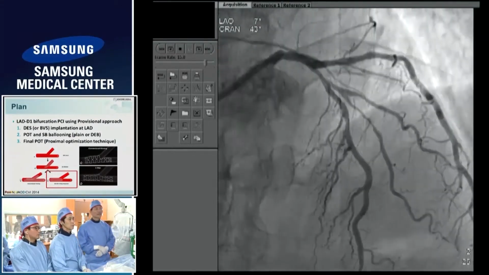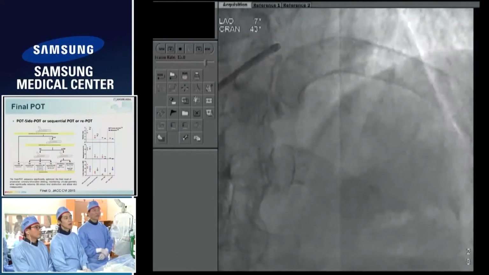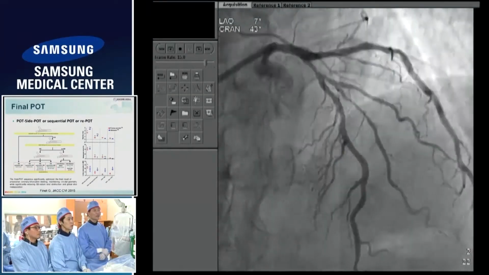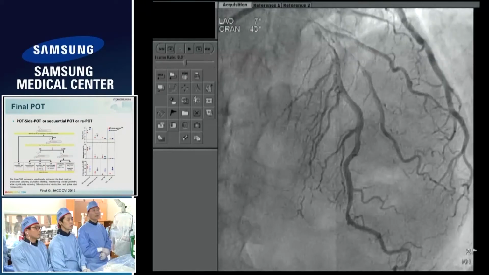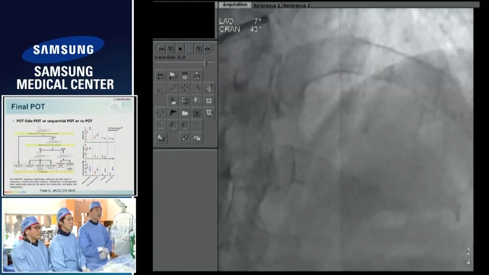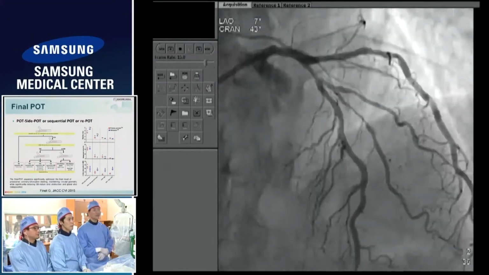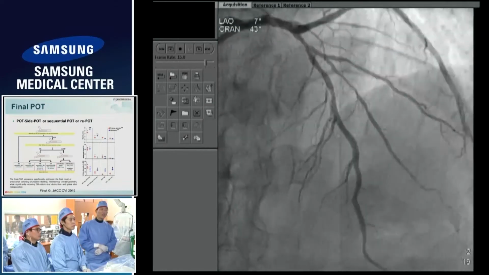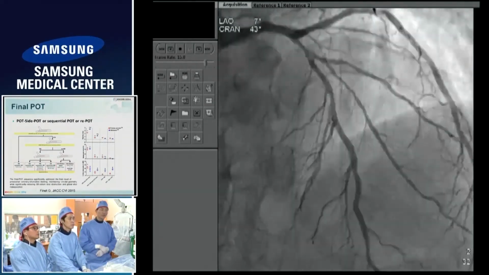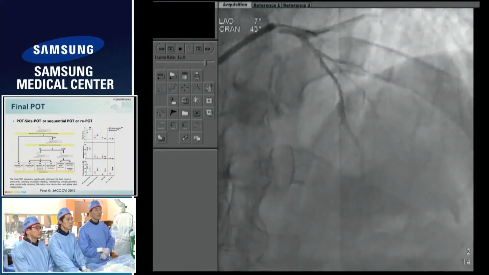Next slide. In the bench test, the part-side-part technique was superior to the kissing balloon technique in terms of side branch occlusion. And especially eccentricity is very low after the part-side-part technique.